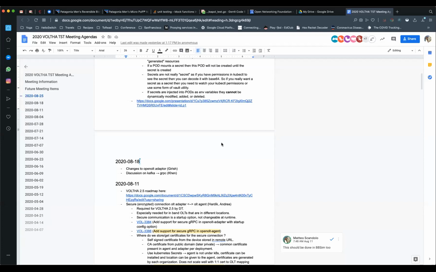We only have two topics on the agenda for today. The first one is from Girish, who wants to discuss some changes he's making in the OpenOLT adapter. And then we have, I think, a quick presentation from Ken, or a discussion on the migration from Kafka to RPC for the inter-container messages. So Girish, do you want to share a document?